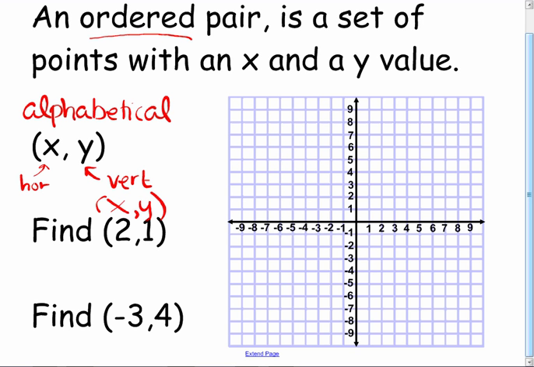So we're going to graph this. I'm going to start at the origin, and the 2 means I'm going to go 2 to the right, because that's on the axis. So I go 1, 2. And then 1 means I'm going to go up 1. So there's my point, and I label it (2, 1). You guys remember this?